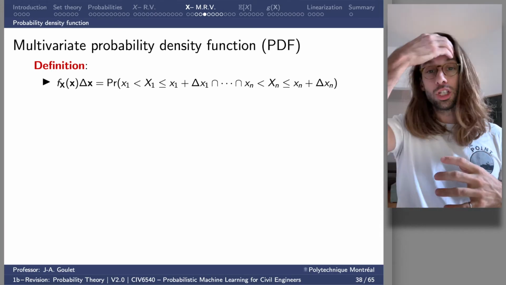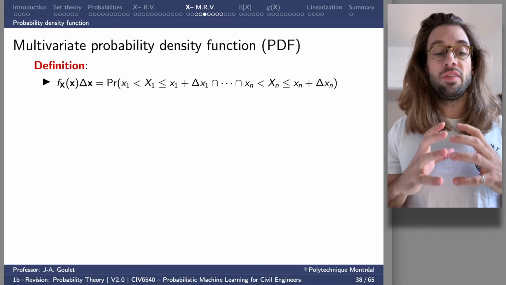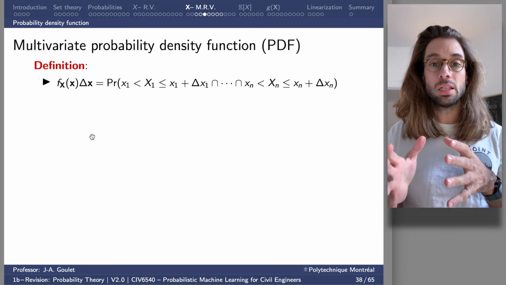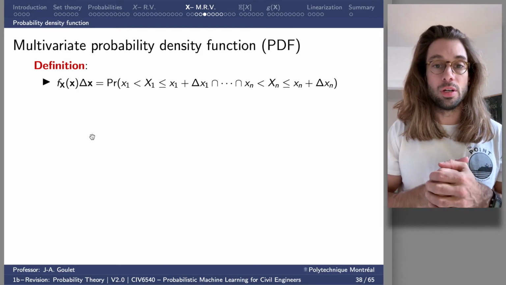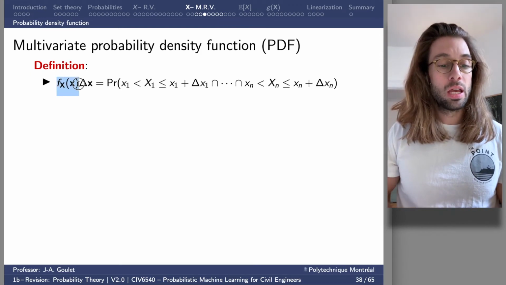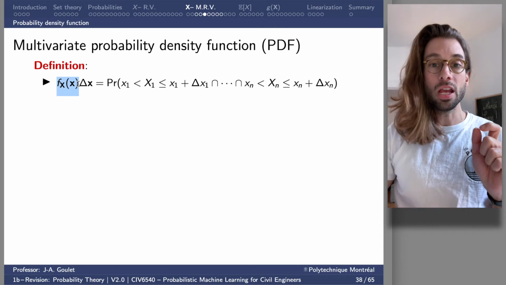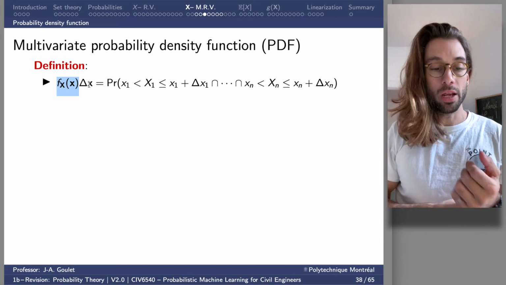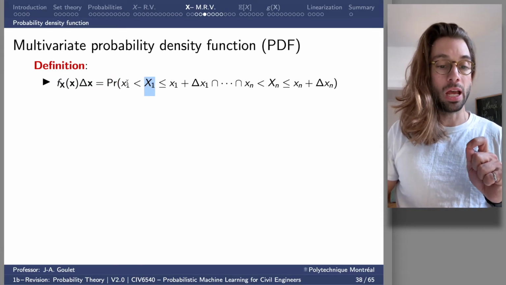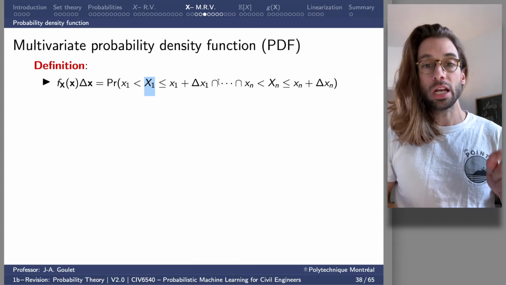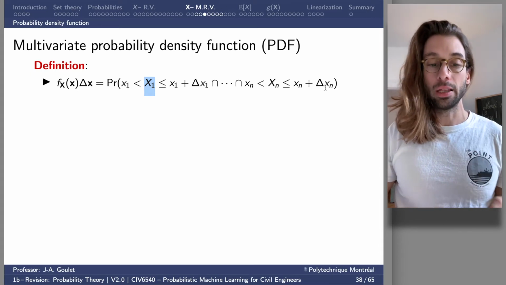Now, if we switch to the continuous case, let's look at the multivariate probability density function, so multivariate PDF. If we want to define a probability for a PDF, it has to be for a certain area, or volume, or hypervolume if you're in a higher dimension. In this case, the product of the PDF times a hyperarea delta x is going to be the probability that the random variable is between x1 and x1 plus delta x1, intersection up to xn being in the interval xn and xn plus delta xn.